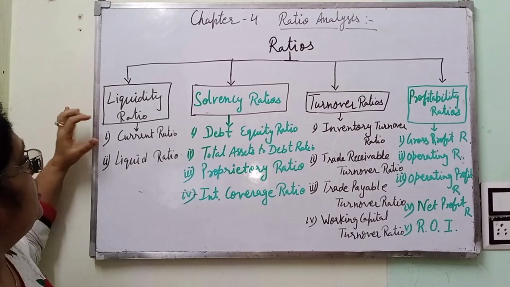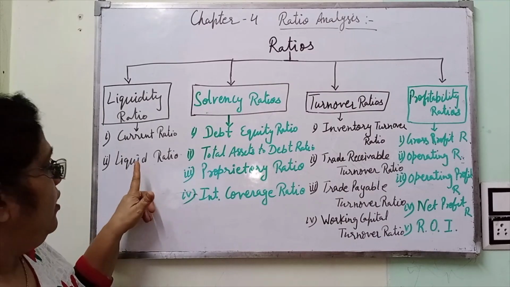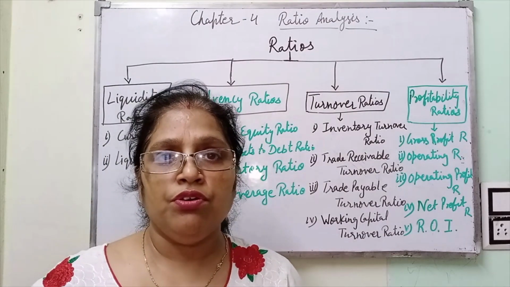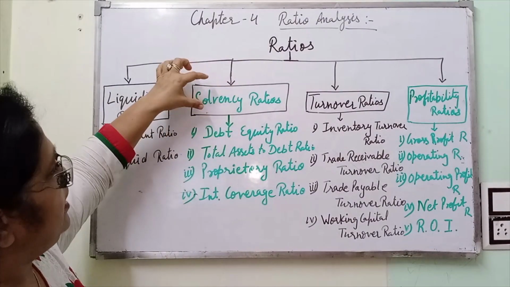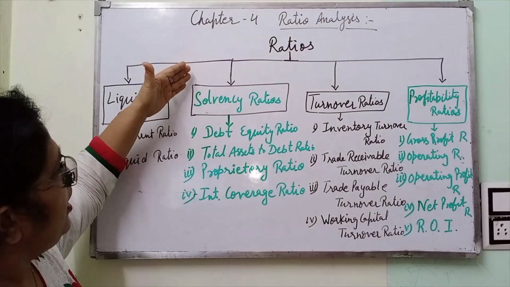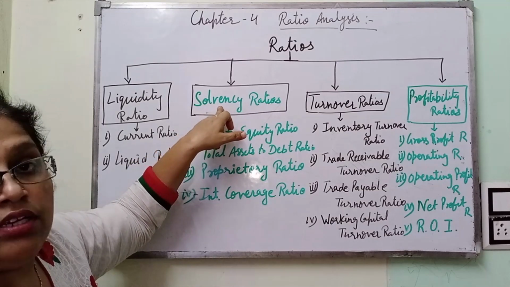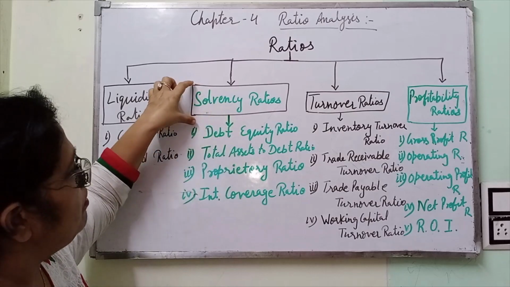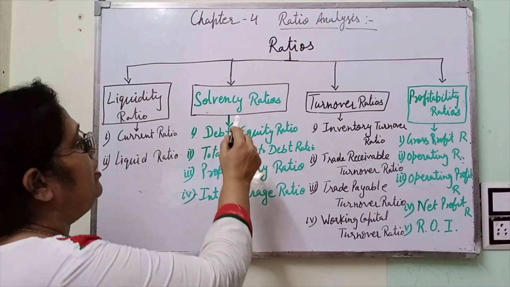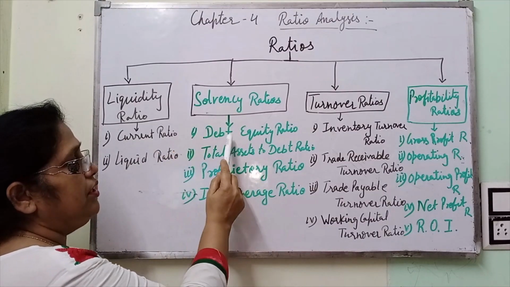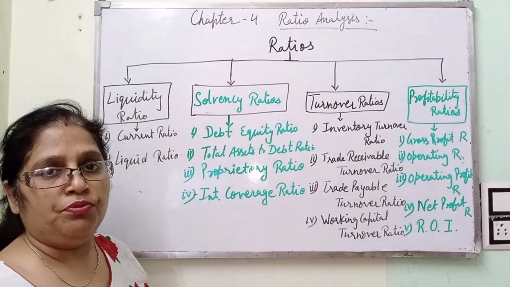Further, this liquidity ratio is divided into two parts: current ratio and liquid ratio. Liquid ratio is also known as quick ratio, or we can say acid test ratio. Second main ratio is solvency ratio. It helps a businessman find out the long-term solvency of the business. Long-term solvency includes long-term borrowings of the company. So it includes four ratios: debt equity ratio, total assets to debt ratio, proprietary ratio, interest coverage ratio.